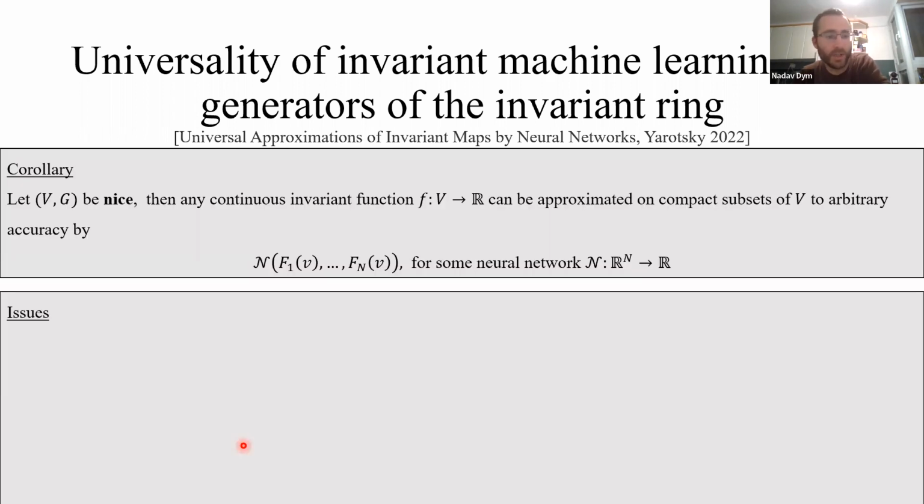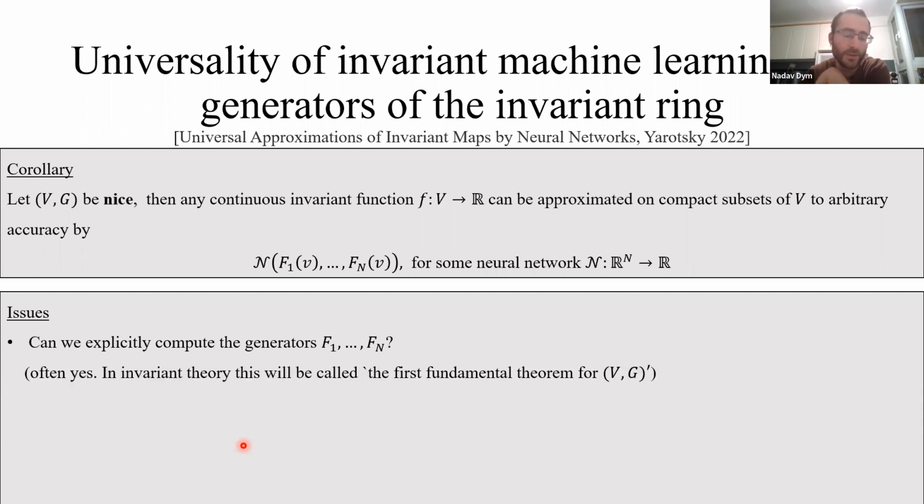What are possible issues with this? One issue is one could wonder if you can actually explicitly compute the generators. We know in theory that they exist, but maybe we don't know what they are. That usually is not an issue, or often is not an issue. Often we do have these things. There are also classical results in invariant theory, which for various pairs V, G give us the generators. It's called the first fundamental theorem for O(d), SO(d).